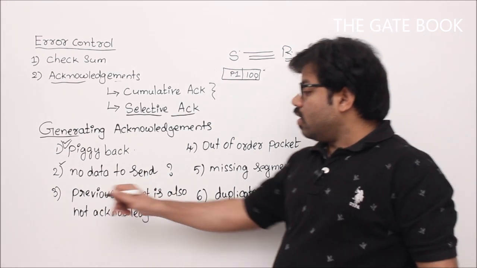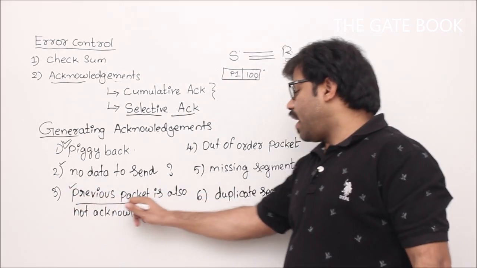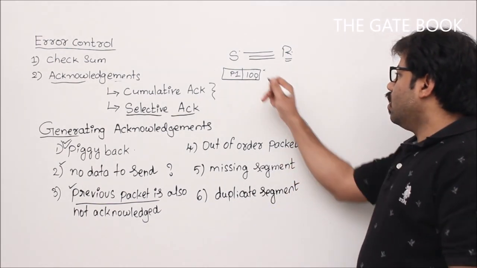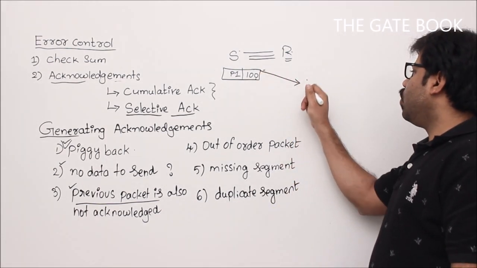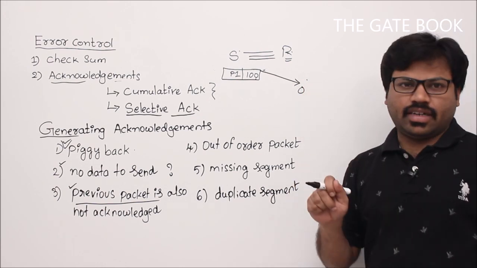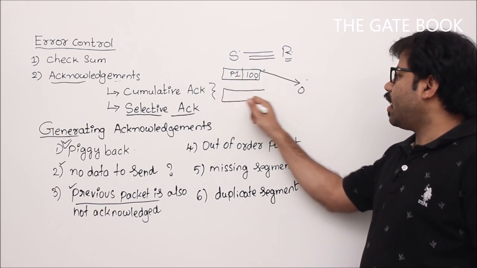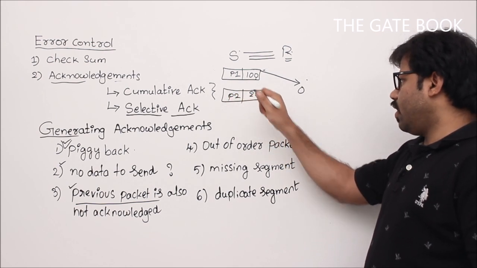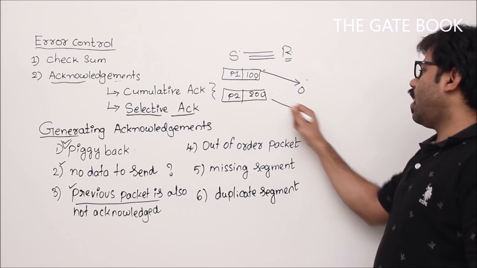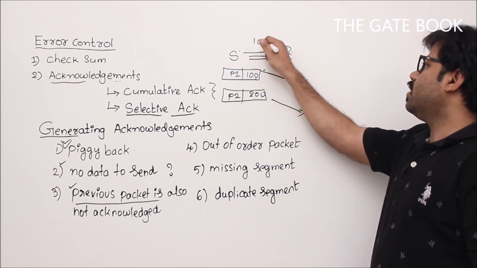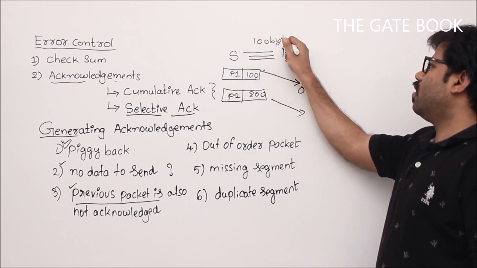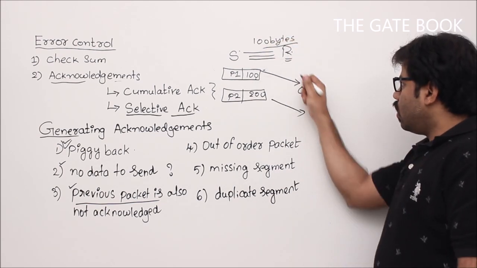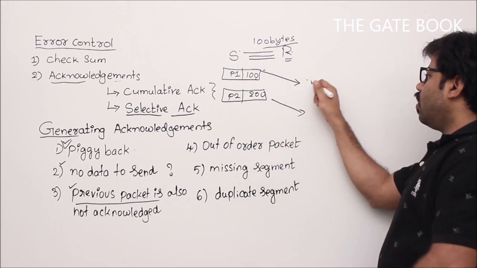Now, what if the previous packet is also not acknowledged? Then what do you do? See the situation. Already the sender sent a packet. At that time you don't have data, so you did not send. But what happened after some time? Sender sent another packet P2. It has starting sequence number 200. I am assuming data size 100 bytes everywhere, just for easy understanding. So now see the story at the receiver.